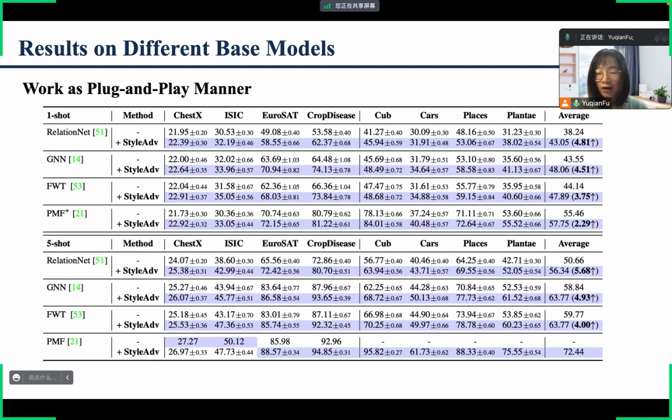Besides, our StyleAdv can be easily used in a plug-and-play way. Here we show the results of building our StyleAdv upon RelationNet, GNN, FWT, and PMF. We found that we steadily improve the base models to a large extent.